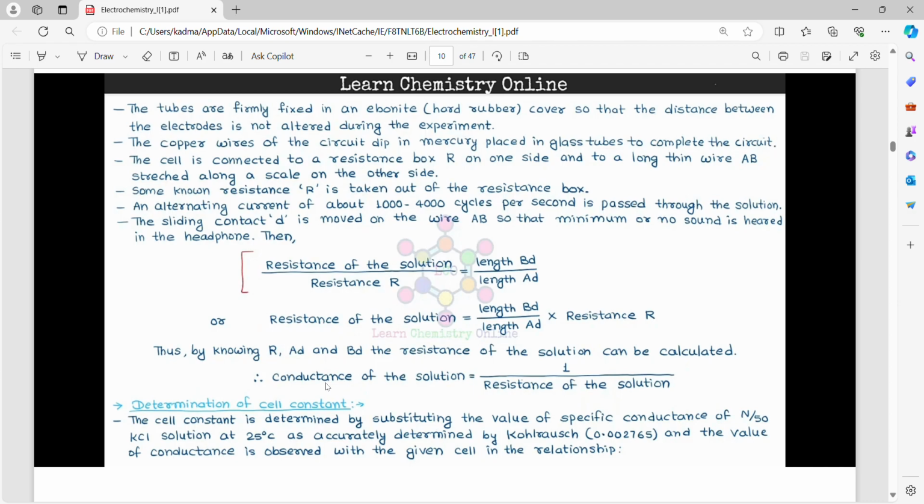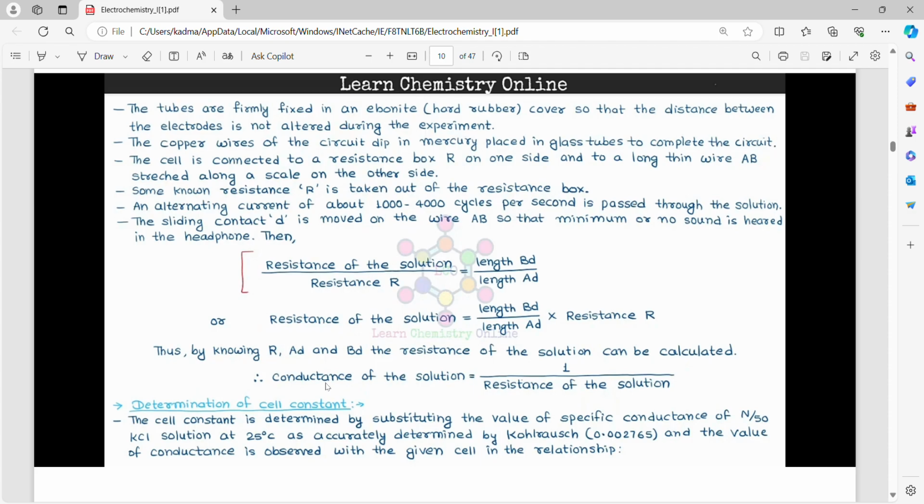The cell is connected to a resistance box R on one side and to a long thin wire AB stretched along a scale on the other side. Some resistance R is taken out of the resistance box. An alternating current of about 1000 to 4000 cycles per second is passed through the solution. The sliding contact D is moved on wire AB so that minimum or no sound is heard in the headphone. Then the resistance of the solution over resistance R is equal to length BD over length AD. Thus, by knowing R, AD and BD, the resistance of the solution can be calculated. Therefore, the conductance of the solution is equal to 1 over the resistance of the solution.